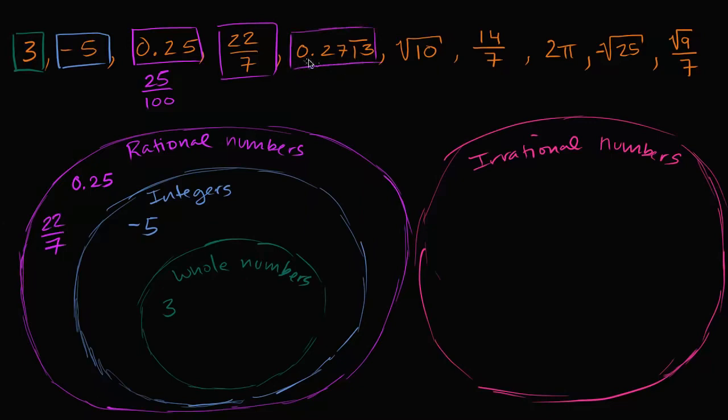Now this over here, 0.2713, and then the 13 repeats. This is the same thing, 0.27131313. That's what that line up there represents.